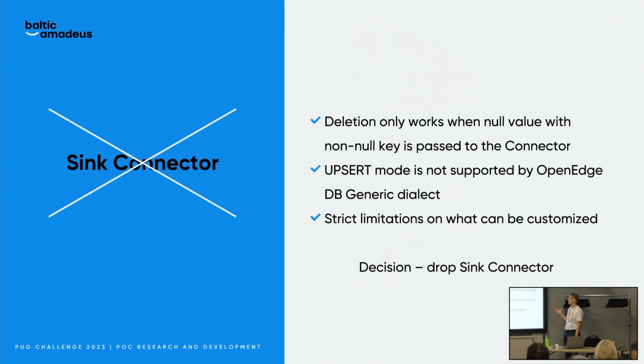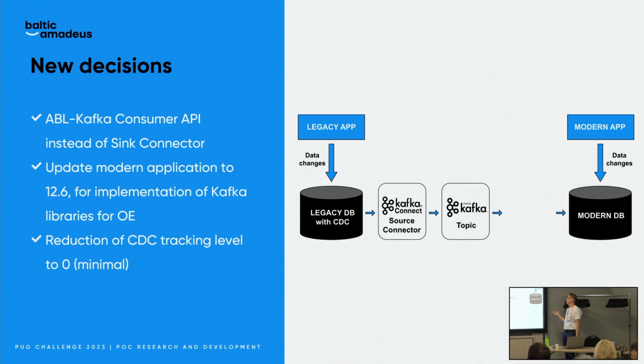We couldn't access any code, so we couldn't do anything very custom. And eventually, our decision was to just drop the sink connector altogether, and well, we kind of are left with the blank space over here. And inside the team, we were discussing how we should move further, and eventually decided to use the client consumer, and that meant that we would need to use the OpenEdge libraries. And well, we decided just to update the modern application to 12.6.